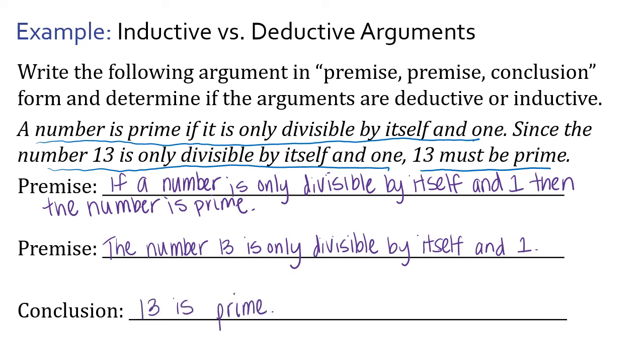So again, because the conclusion is a specific statement and these premises are more general definitions and properties of numbers, we would say this is a deductive argument. So again, the biggest way to tell deductive versus inductive is really to look at that conclusion and ask, is that a specific statement or is it a more general statement?